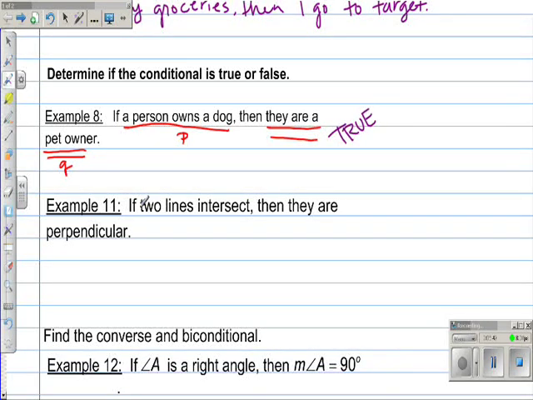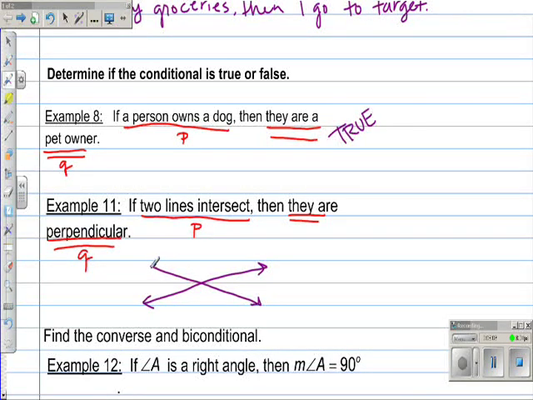they're a pet owner. And the next one, if two lines intersect, then they are perpendicular. Well, if two lines intersect, this right here, that would be your hypothesis. Then they are perpendicular. This is your conclusion. Okay? Well, couldn't two lines intersect and not be perpendicular? If you say had this, those angles aren't perpendicular. So that right there would be a counterexample. They intersect, but they're not perpendicular because those are not right angles and they're not congruent. Okay, so this one would be false.